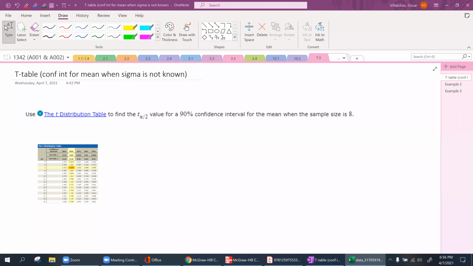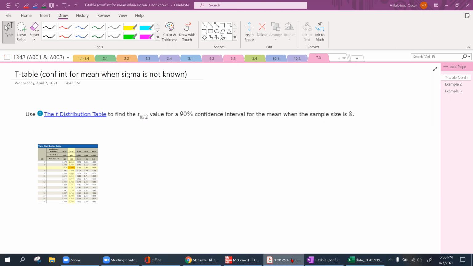Hello class, welcome back. Today we're going to continue section 7.3. We're going to be dealing with confidence intervals for the mean when sigma is not known. Some of you would refer to this as the introduction to the t-table. So let's go ahead and get started.